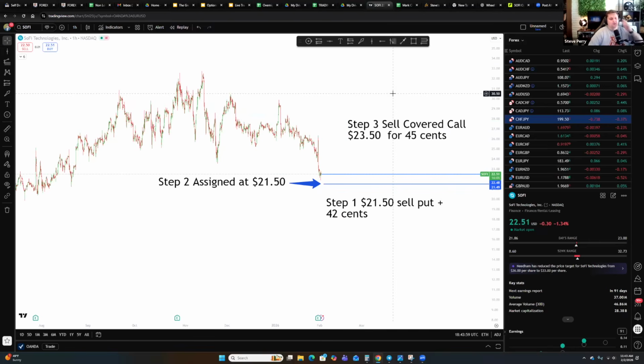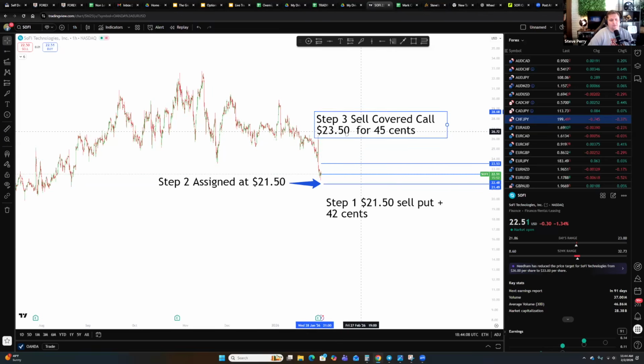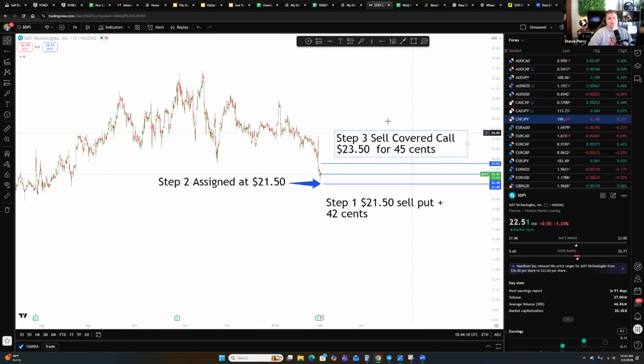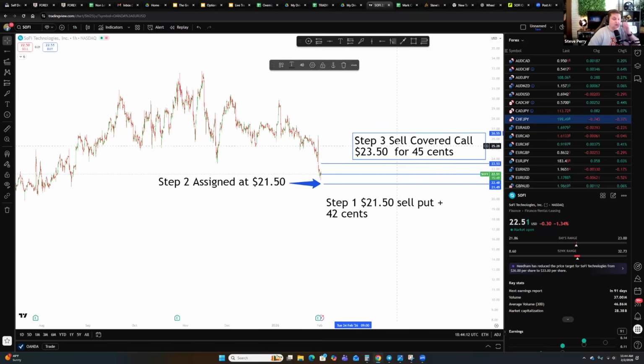Okay. And so the market would have to go up to this price now, 23.50, for your shares to get called away from you for step four to happen, which is the next step. Let's say 11 days out, this option expires. And let's say SoFi does go up a lot. It goes up to $23.50. Your shares get called away.